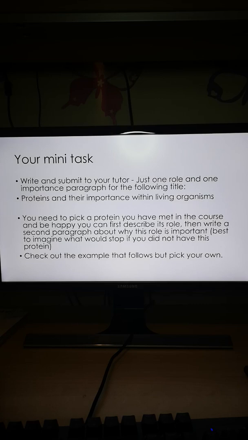You need to pick a protein that you've met in the course and be happy you can describe its role, and then write a second paragraph about why you think this role is important. The best way to do this is to imagine what would stop in that organism, in that cell, in that system, if that protein wasn't there. Okay, so I'm going to let you check out this example, but pick your own.